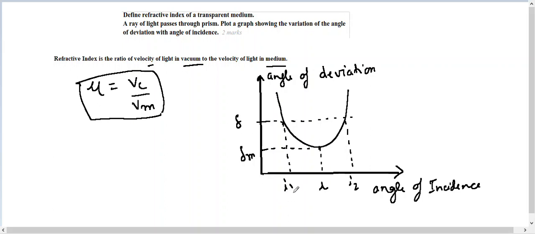That means we can say that for two different angles of incidence, we are going to get one angle of deviation. So here we can see that the angle of incidence is increasing, however, the angle of deviation is decreasing. Then it is going to reach a minimum value delta m, and then further the angle of deviation starts to increase.